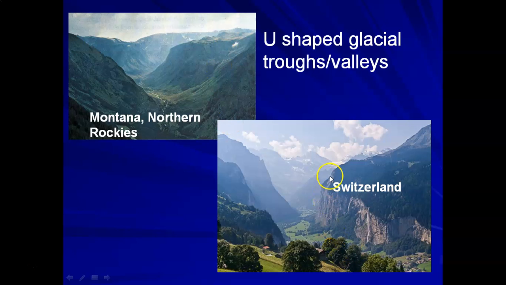And here in Switzerland, we have U-shaped valleys. They're often called U-shaped troughs, but it all depends on the geology. But this is kind of what they look like throughout the Alps of Europe, and here in Switzerland it's famous.